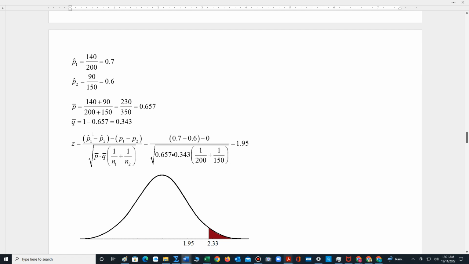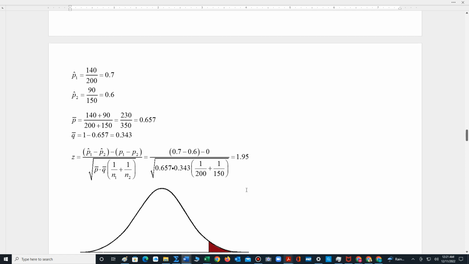Now we calculate the test point, so we have the difference in the sample proportions minus the difference in the population proportions, which is 0, divided by the square root of P bar, that's 0.657, times Q bar, 0.343, times 1 over 200 plus 1 over 150. Perform the calculations in the calculator to get 1.95.